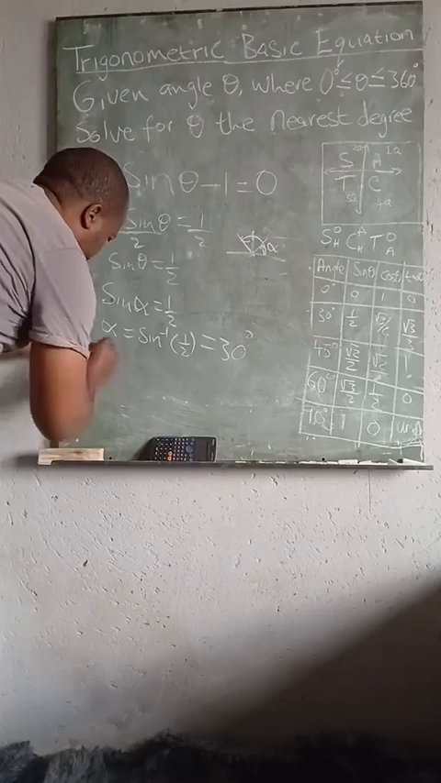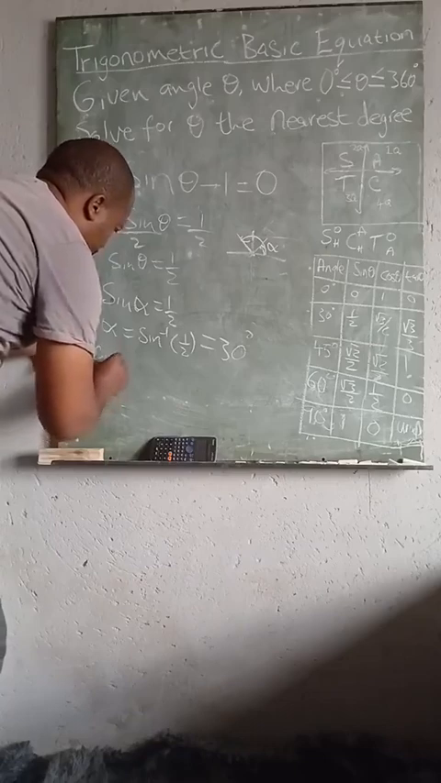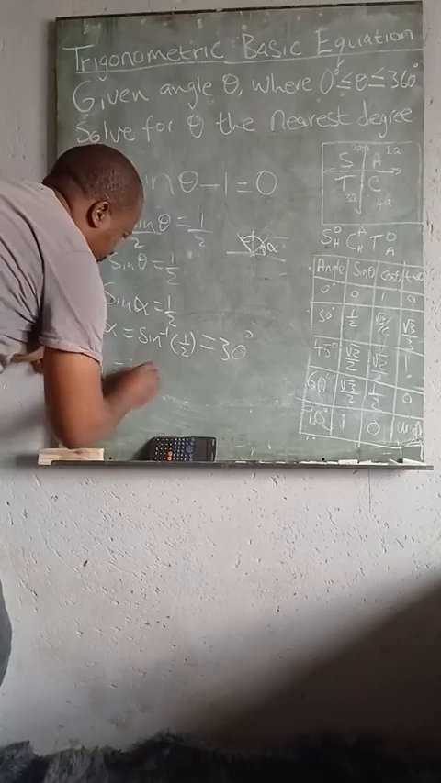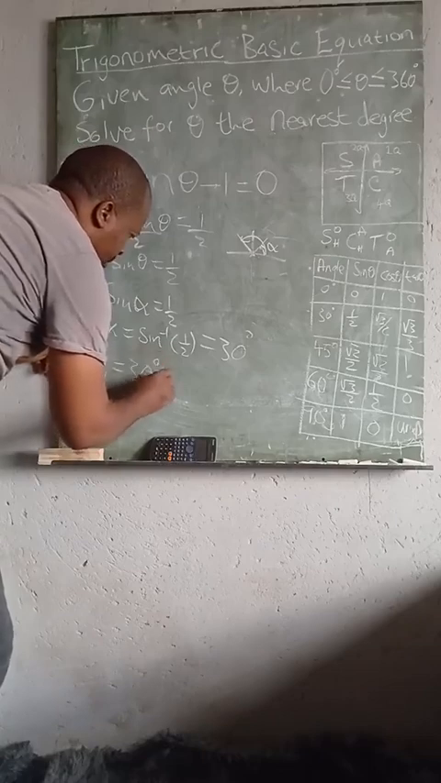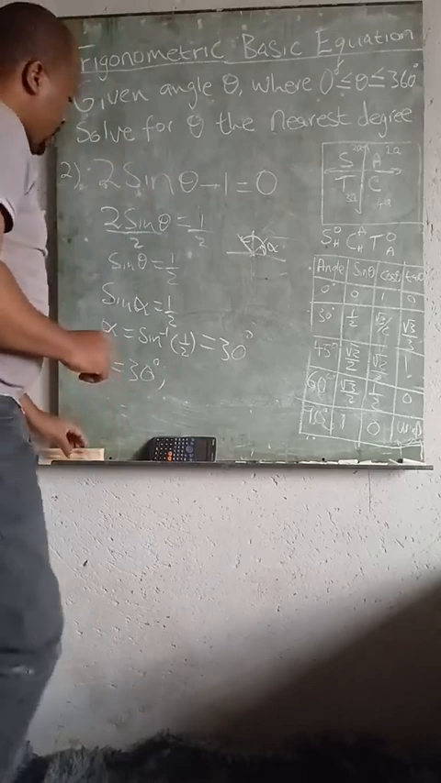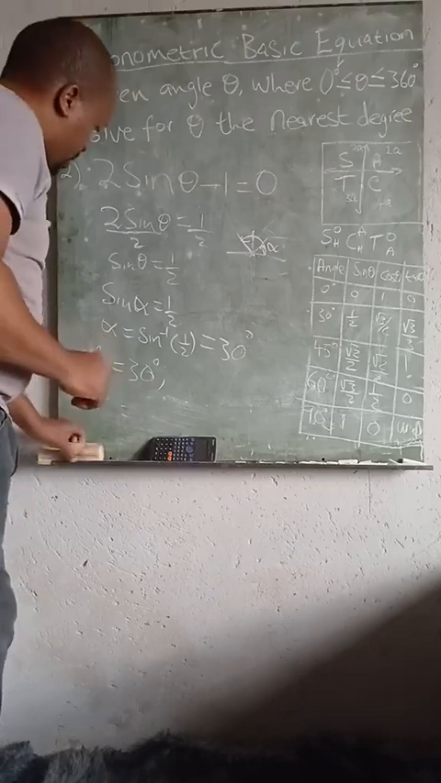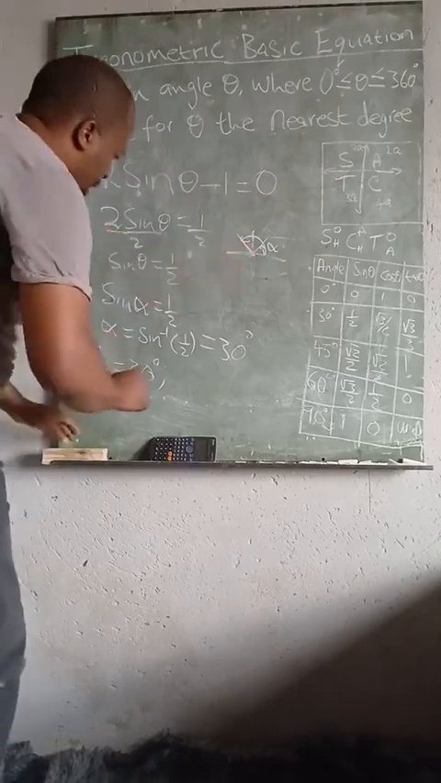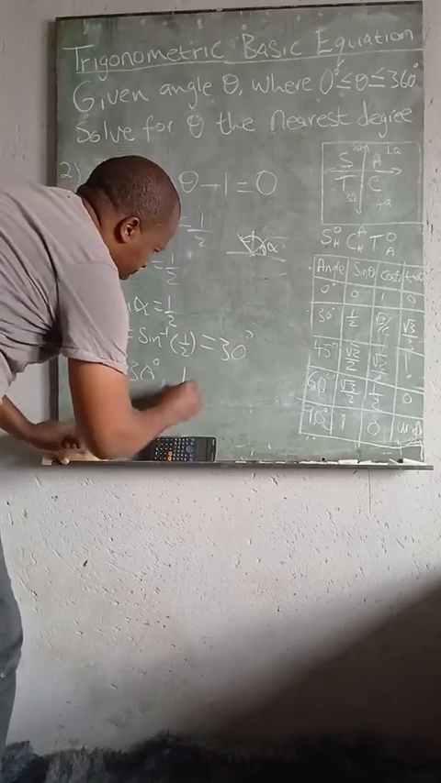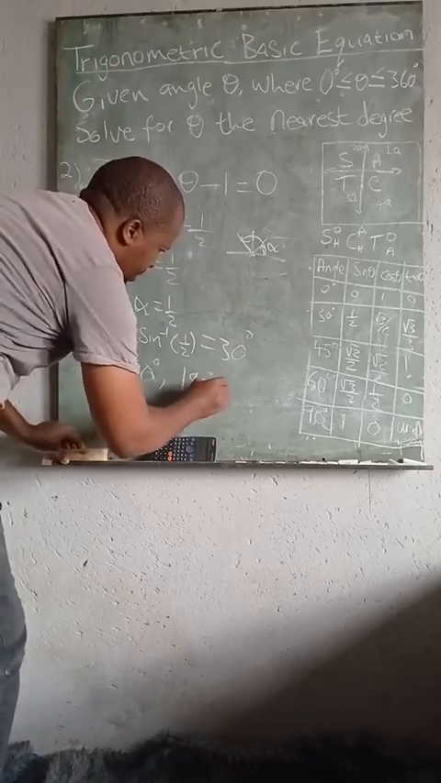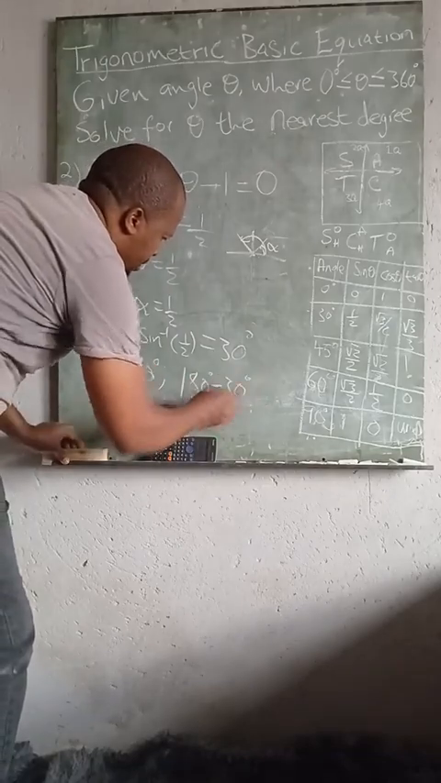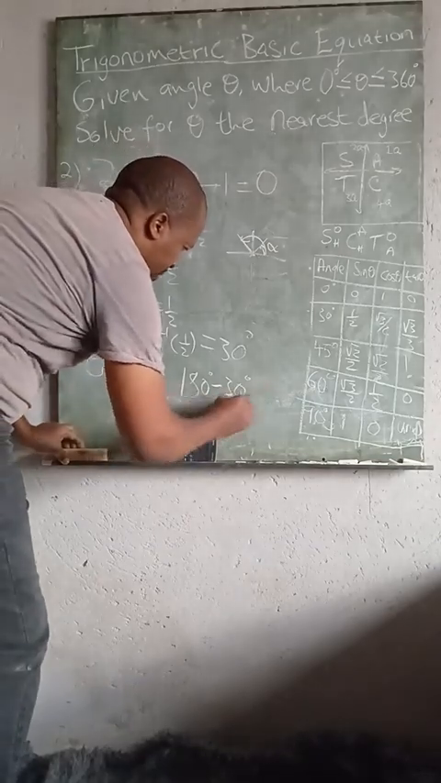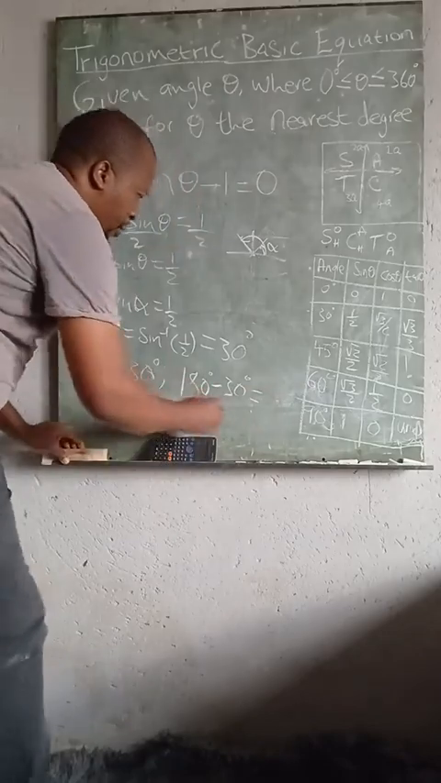So we are going to have theta. The answer is 30 degrees. And another one here is going to be, remember, 180 degrees minus 30 degrees, which is equal to 150 degrees.